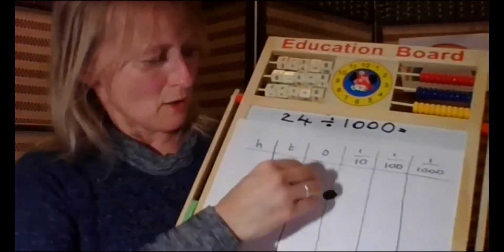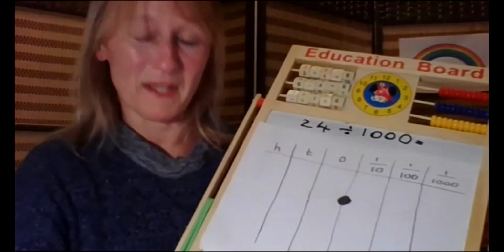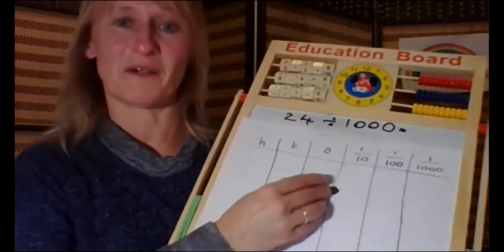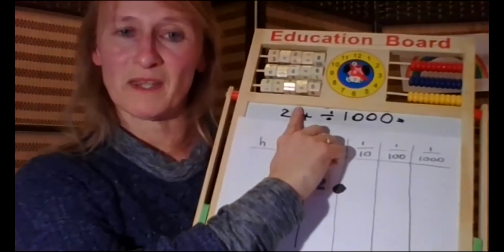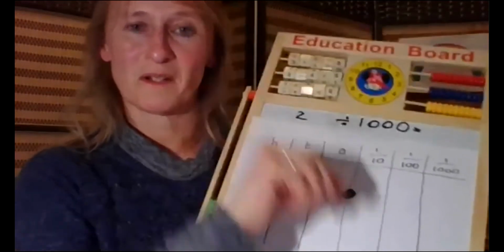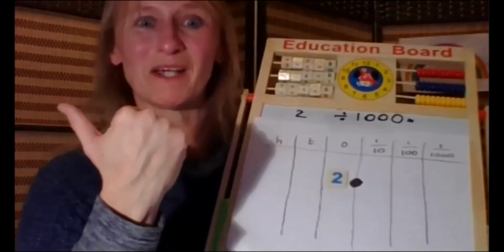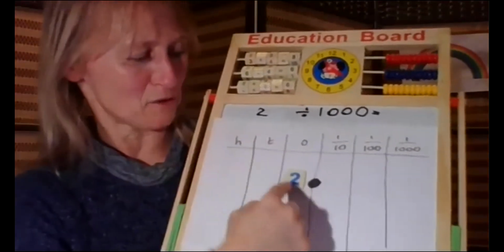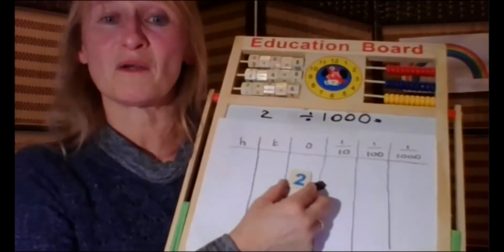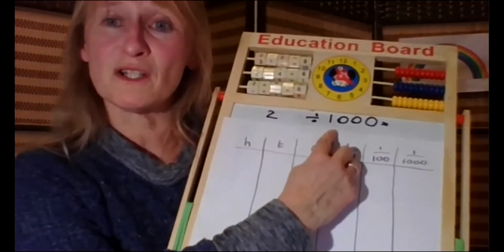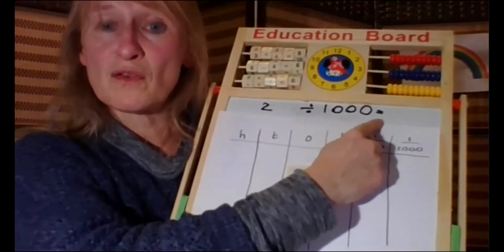And what about that one? Oh no, not that one. I meant to pick up my 2 and I picked up my 0, there you go. What if I divide that by 1,000? Before, you had one of these going the other way, multiplying by 1,000. This is dividing by 1,000. So just a little tiny 2 on its own. I'm going to divide it by 1,000. It's going to get smaller and go 1, 2, 3 places.